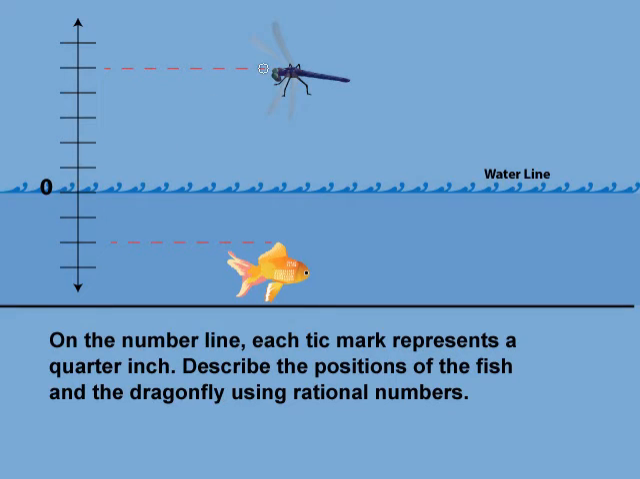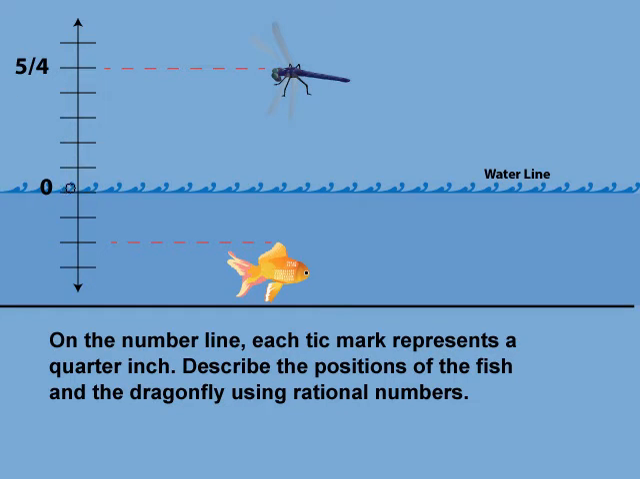Let's start with the dragonfly and find its position. Starting at 0, there are 1, 2, 3, 4, 5 tick marks. So the dragonfly is at position 5/4, as shown here. This is also equivalent to 1 1/4.